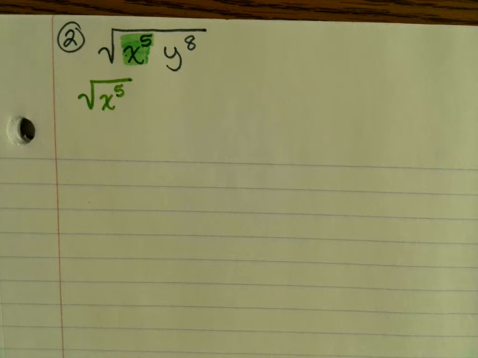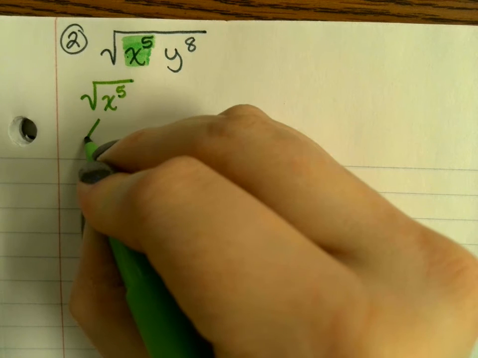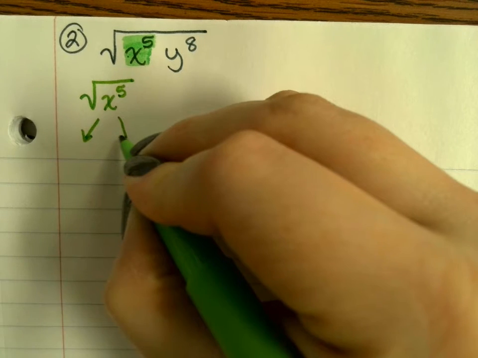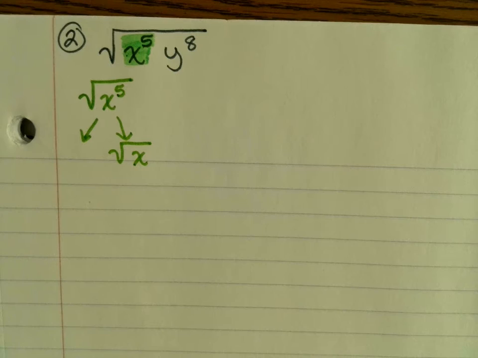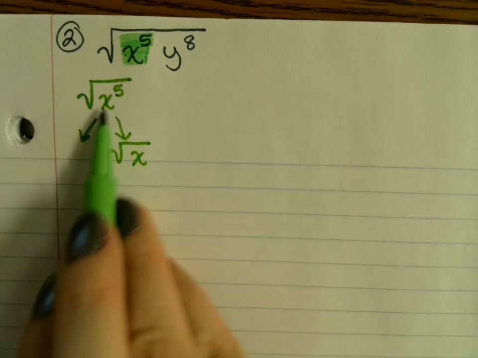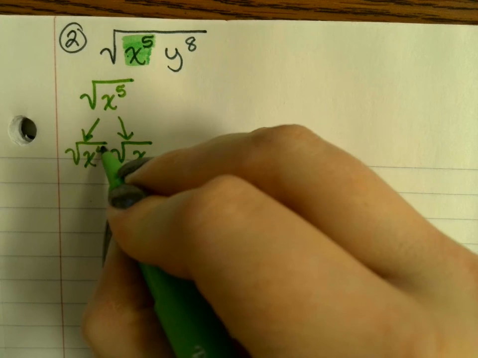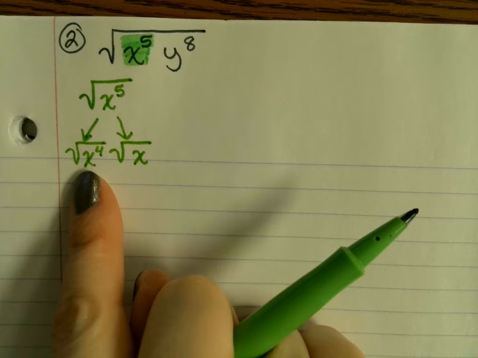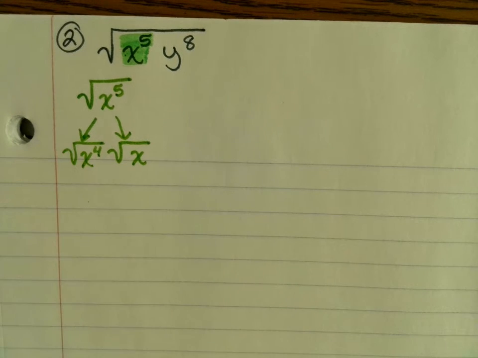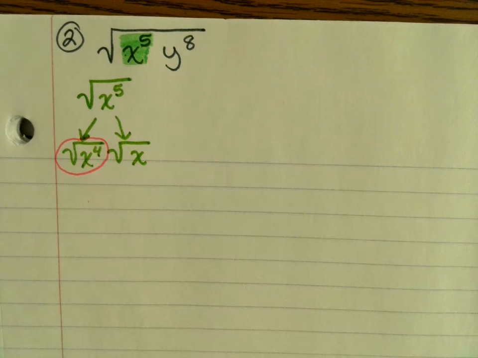Now I need to go ahead and break x to the 5th up. I'm going to remove one of the x's. By removing one of the x's, I'm going to be left with x to the 4th. So I have square root of x to the 4th, and then a square root of x. Now, square root of x to the 4th is a perfect square.